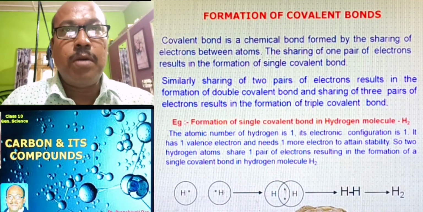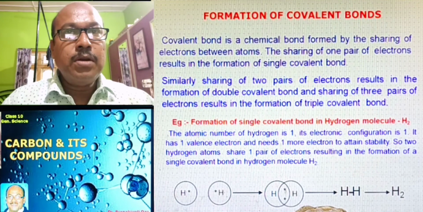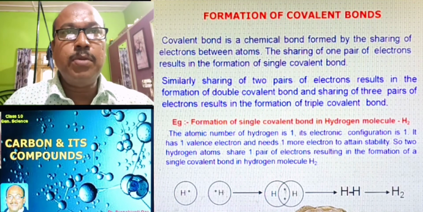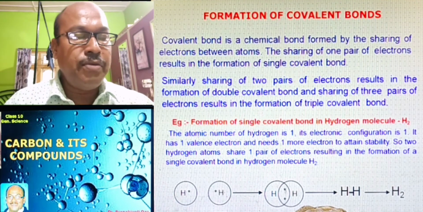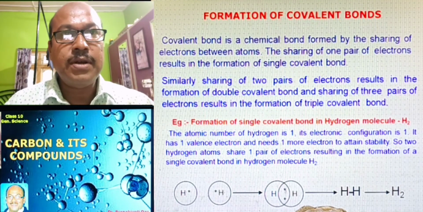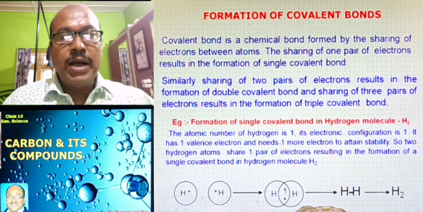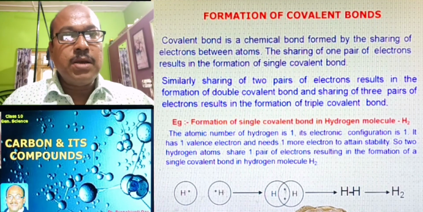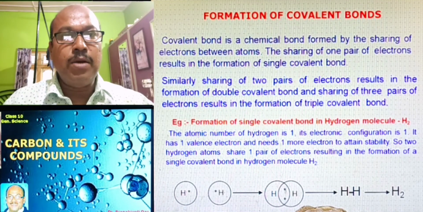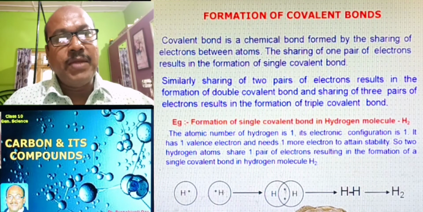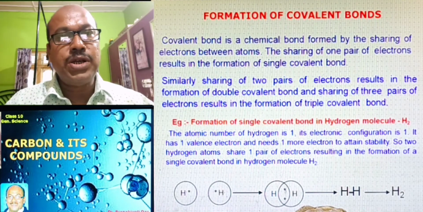Now, formation of a covalent bond. How does a carbon atom form a covalent bond? Carbon always forms covalent bonds by sharing of valence electrons, as we have already mentioned. But sharing of electrons means, suppose carbon is sharing 1 electron with an element, then that element also should share one electron.